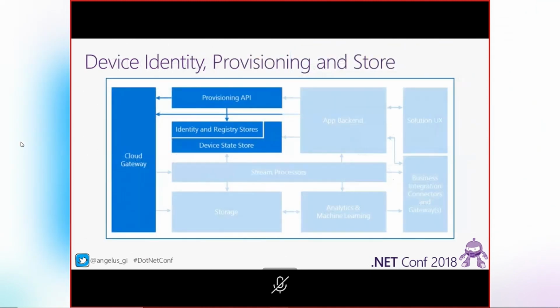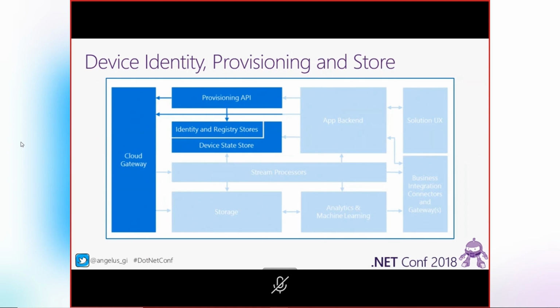The second part is the device identity and provision store. In this part, we have a device identity authority. This authority stores all the information to validate the device, because we cannot admit that one unknown device could be connected to our network or to our service.